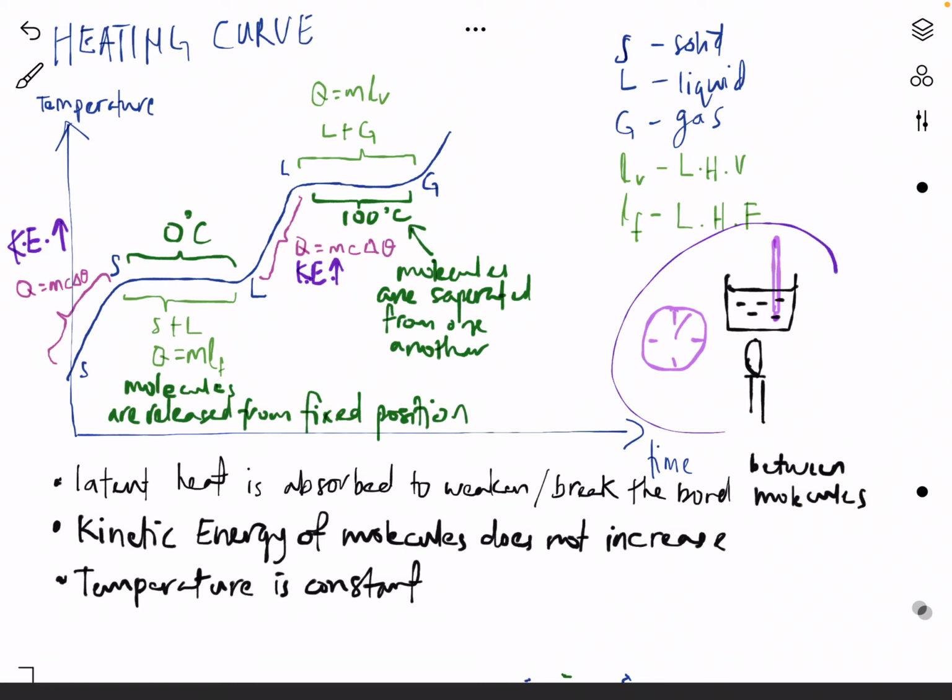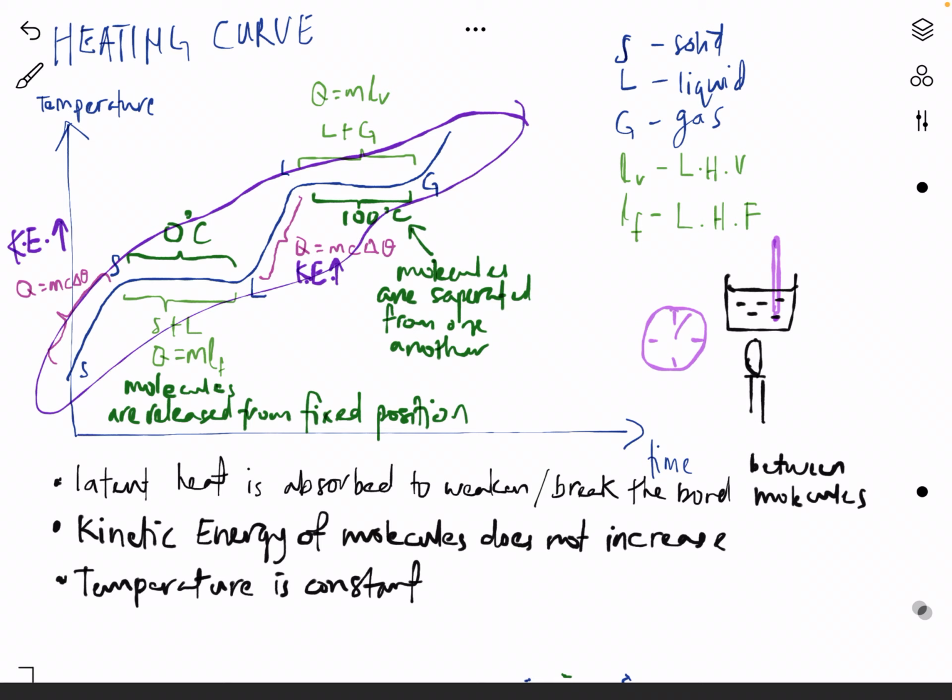Now let us look at this apparatus. We have water in a beaker and then it is heated up, and the temperature of the water is measured by a thermometer, and we have a stopwatch to measure time. And then when we have all the data, we can plot a graph or plot a curve in a graph. Pay attention to the blue line, which represents the heating curve.